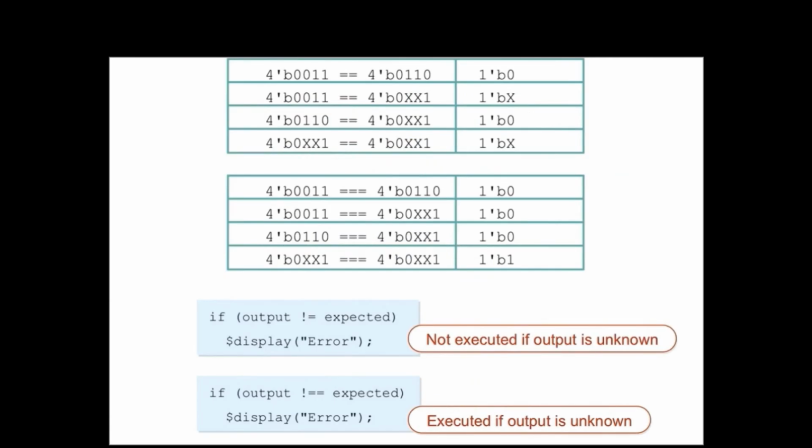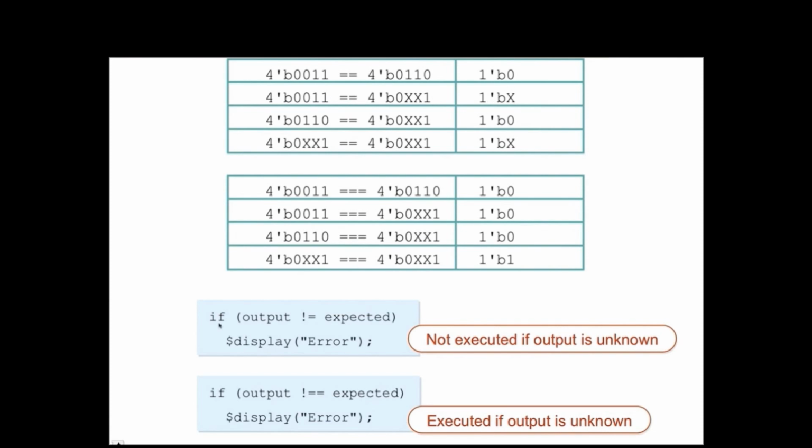This is the very common one where if you look at the double equals, if it's 0011 and 0110, they're not the same. Obvious. But in this case, it's 0011, and then it's 0xx1. It could be the same. We don't know, because we don't know what these x's are. So the result of the double equals in this case is going to be unknown.